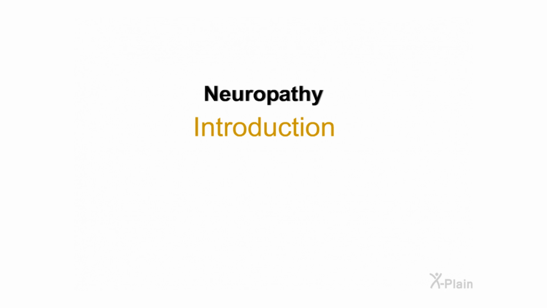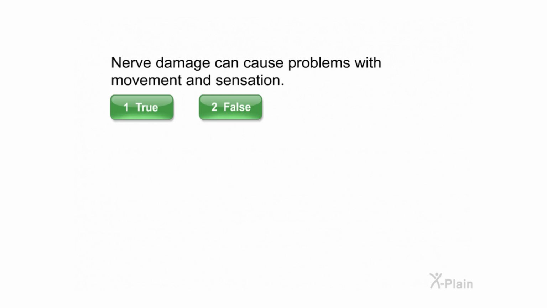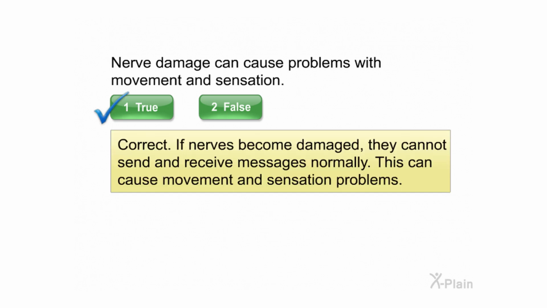Neuropathy. Introduction. Nerve damage can cause problems with movement and sensation. Select true or false. Correct. If nerves become damaged, they cannot send and receive messages normally. This can cause movement and sensation problems.